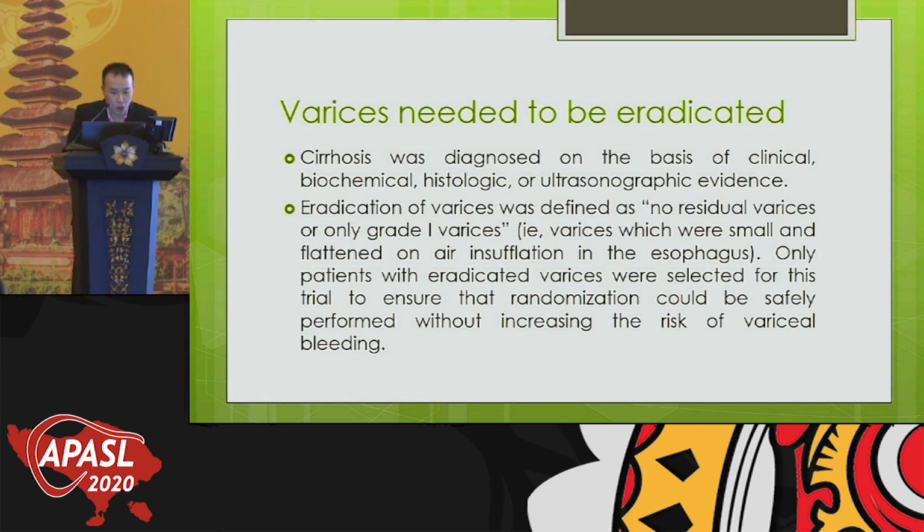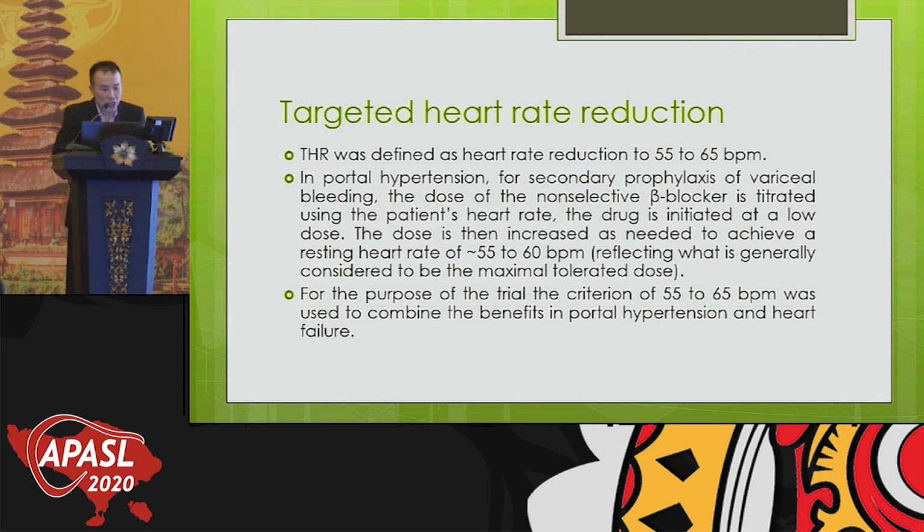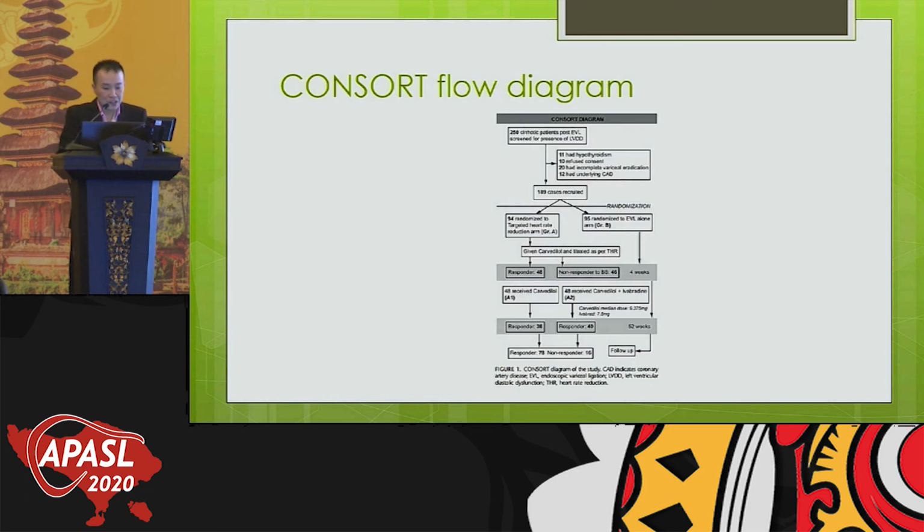Now, targeted heart rate reduction is defined in their study as 55 to 65 beats per minute. In portal hypertension, we know that obviously a non-selective beta blocker is titrated against their heart rate, but they use that criterion. This is the CONSORT flow diagram for the study.